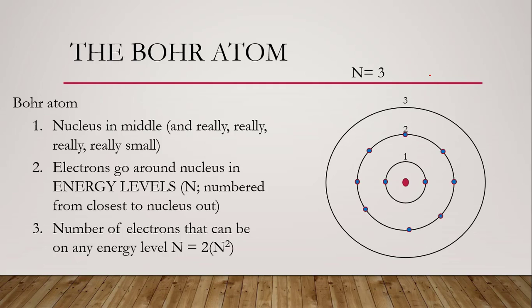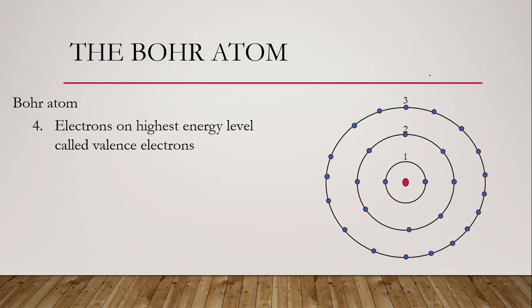Go to the third energy level. You get 2 times 3 squared. 3 squared is 9, times 2. You can place 18 electrons, and you place them like this. And that's the maximum number. You can have fewer than that on an energy level, but you must fill the lower energy levels first. Also, the electrons on the highest energy level are given a special name, and they are called valence electrons. So here, the valence electrons are now in yellow. Valence electrons become important when we start talking about chemical bonding.